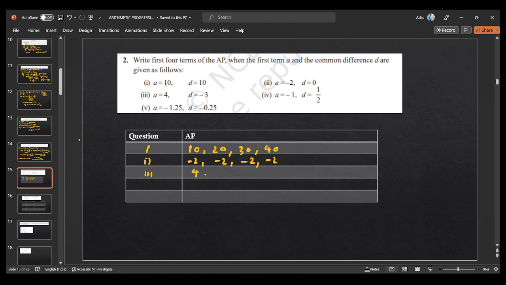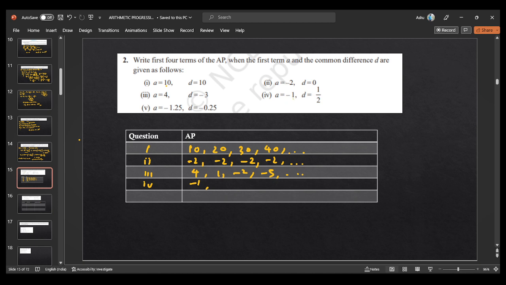In the third question, first term is 4 and difference is minus 3. Then 4 minus 3 will be 1. Then 1 minus 3 will be minus 2. Clear? Minus 2 minus 3 will be minus 5. Clear? In the fourth part, first term is minus 1 and difference is 1 by 2.